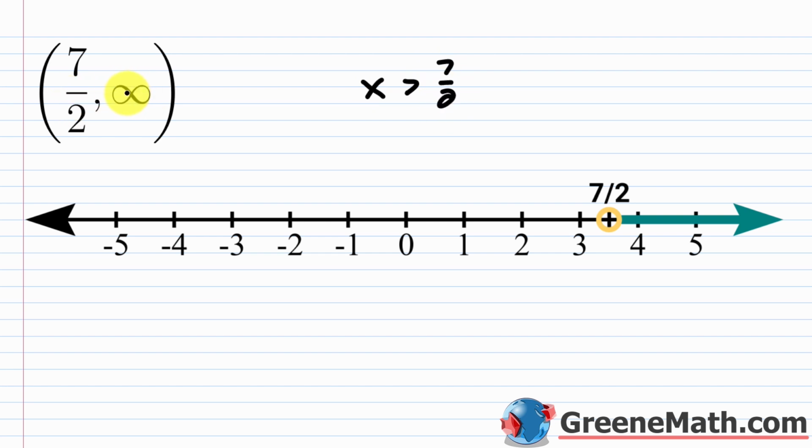So this is your interval notation. So anything greater than 7 halves. And then graphically, this is 7 halves. That's 3.5. Again, you can use an open circle like I did here. You can use a parenthesis if you want, and then just shade everything to the right.